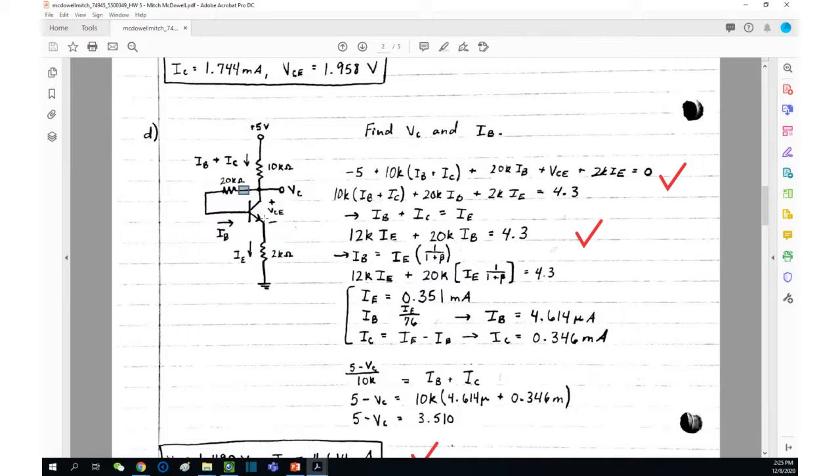IB, right? So if you have a KCL at this node, you get IC plus IB equals the current flowing through the 10 kilo ohm. IC plus IB equals IE. That's why IE is the correct answer.